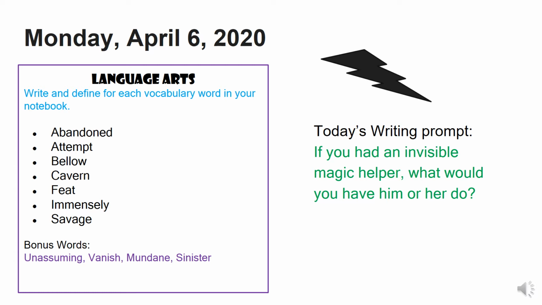If you had an invisible magic helper, what would you have him or her do? I know what my magic helper would do. Nope, not telling you. Have fun with this. Use your imagination and be creative. Happy writing.